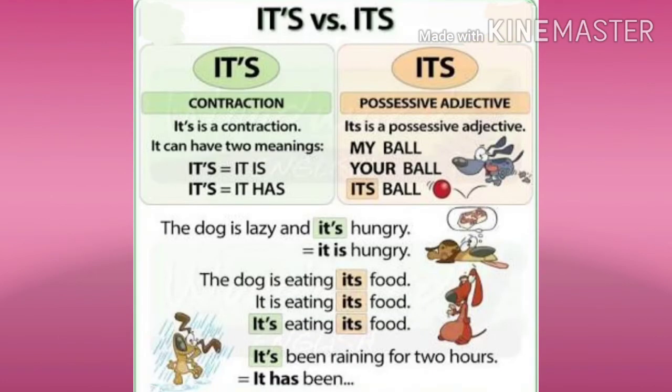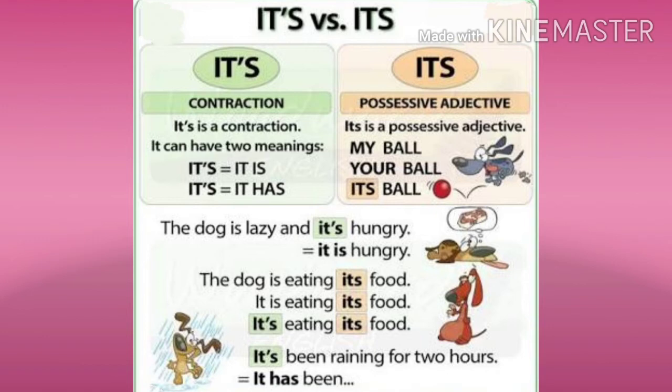Let's see it's with apostrophe and its without apostrophe. When it's has an apostrophe, it is a contraction. It can have two meanings. It's may be it is or it has. When its is without apostrophe, it shows a possessive adjective. For example, my ball, your ball, its ball. That means this ball belongs to it.